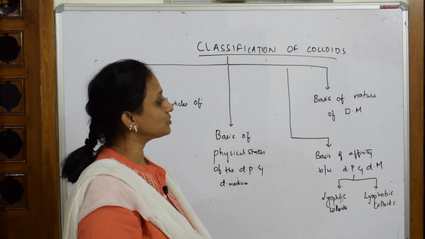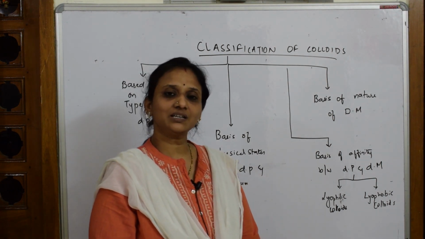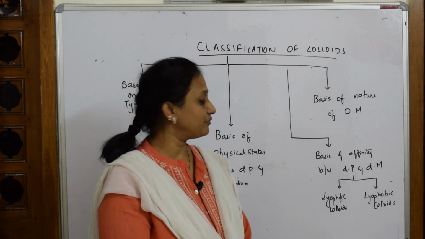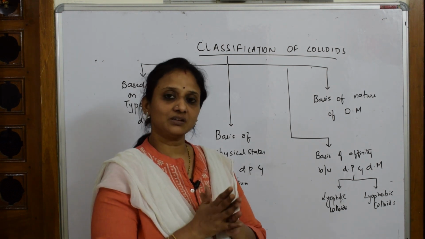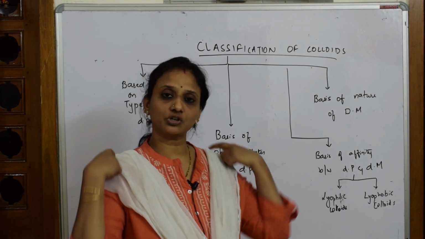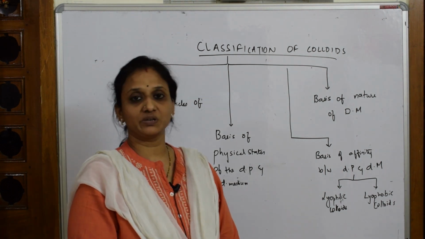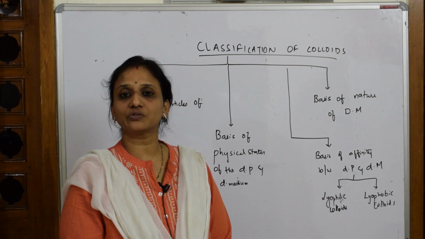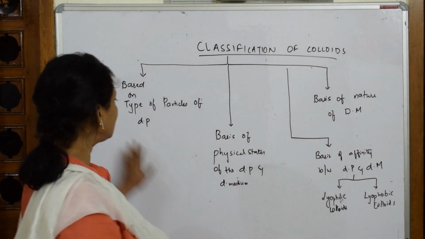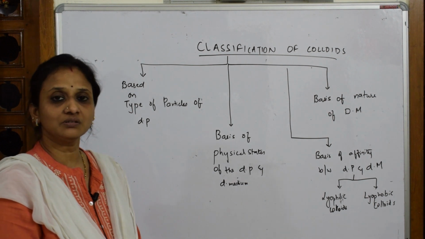Now the next important thing, the basis of the nature of the dispersion medium. We'll be dealing with this very interesting concept: how is the interaction in the dispersion medium? And next, the basis of affinity between the dispersed phase and dispersion medium. Affinity means the attraction between them. This is where your lab practical comes in, where your teacher taught you about lyophilic colloids and lyophobic colloids, that is, lyophilic sols and lyophobic sols. I'll be teaching the properties of them, which will be useful for your viva in your practical examination. So let's start with the first concept, classification based on the type of particles of the dispersed phase.